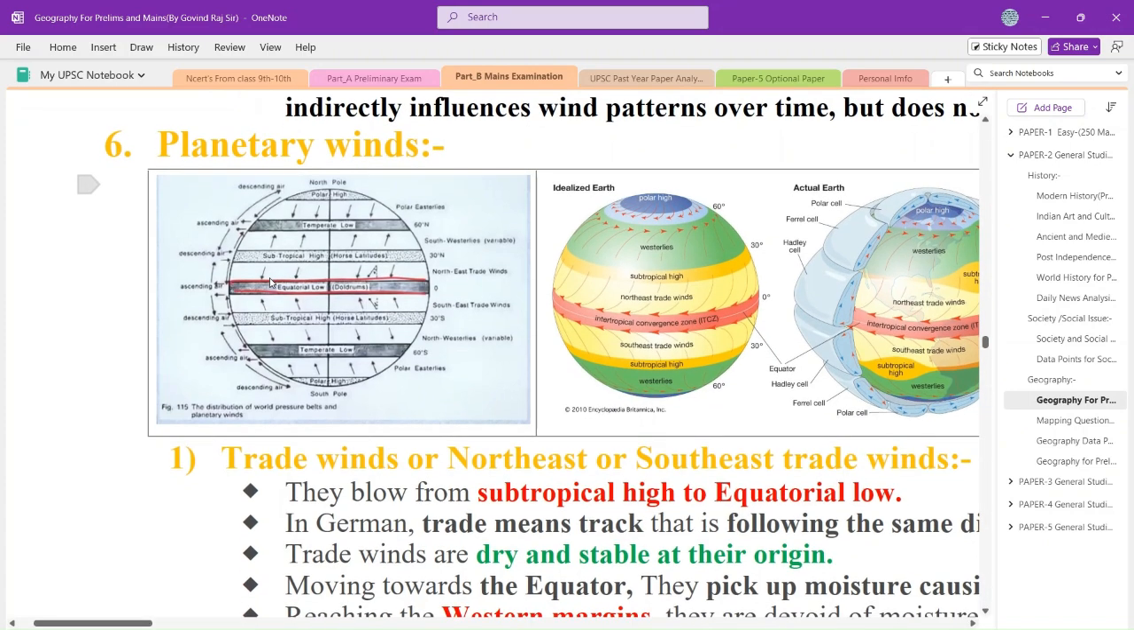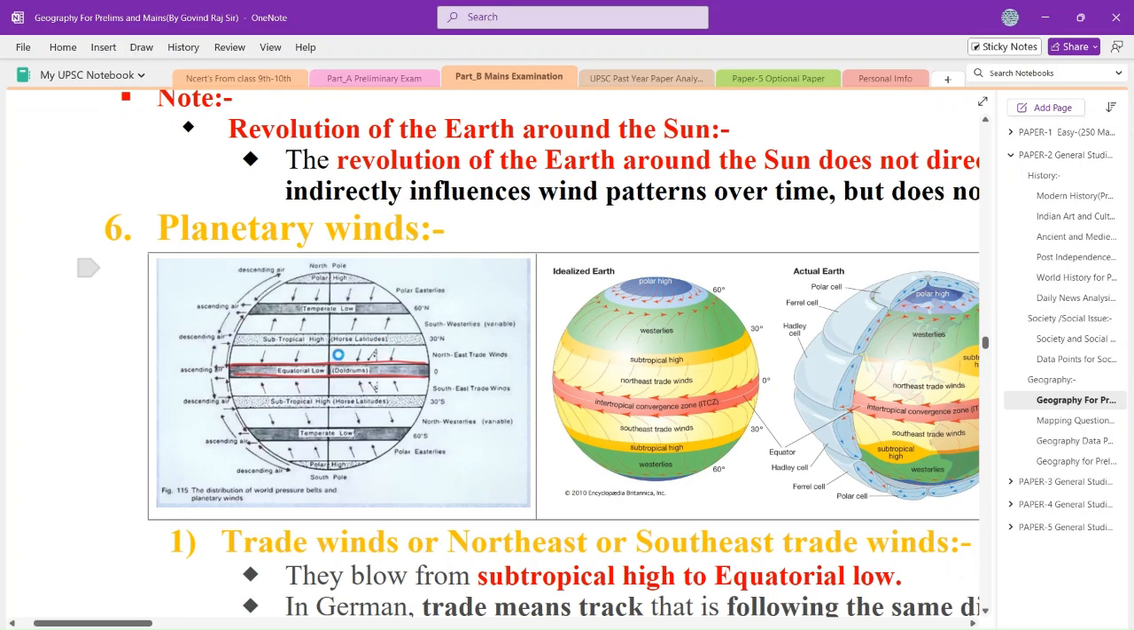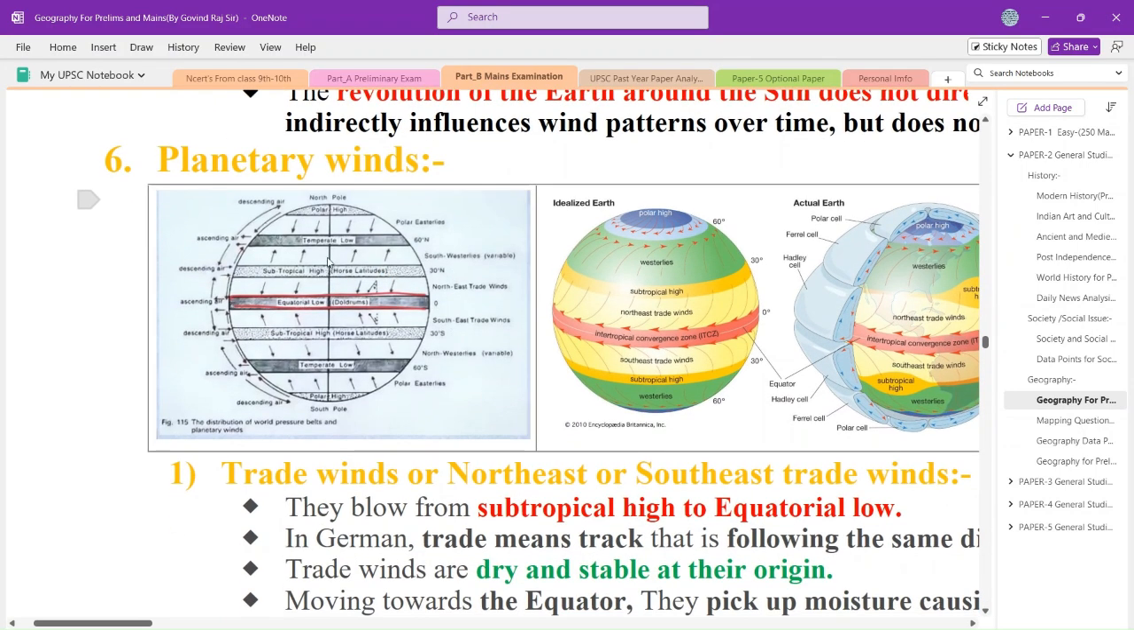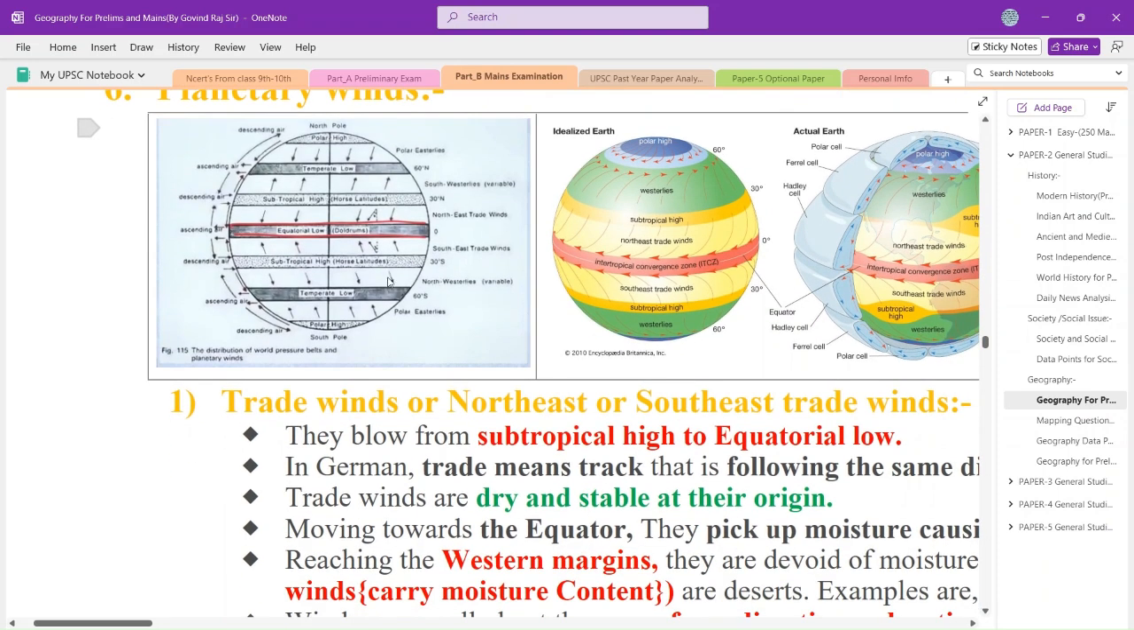Westerlies, or winds that blow from the subtropical high to the temperate low, are called westerlies. Similarly, in the southern hemisphere, winds that blow from 30 degree south to 60 degree south are called northwesterlies, because they seem to be coming from the north direction.